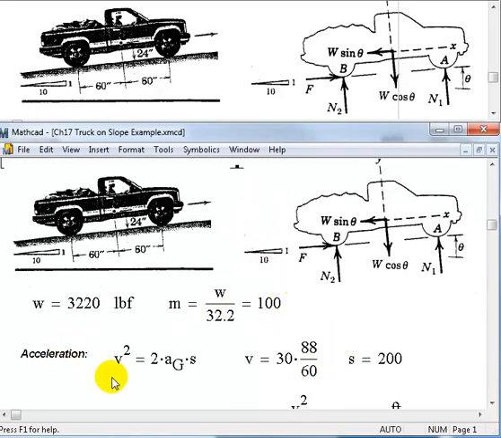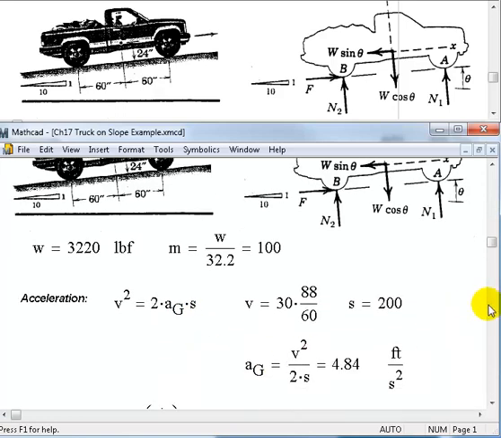And we can use the a ds equals v dv form of constant acceleration that says our final velocity squared is the starting velocity, which is 0, plus 2 times the acceleration times the distance traveled, using appropriate units, converting 30 miles per hour into feet per second, a distance of 200 feet. From this, we come up with an acceleration of the center of gravity of the truck along the x direction of 4.84 feet per second squared. So that was the first little problem hiding in there, is simply find the acceleration.